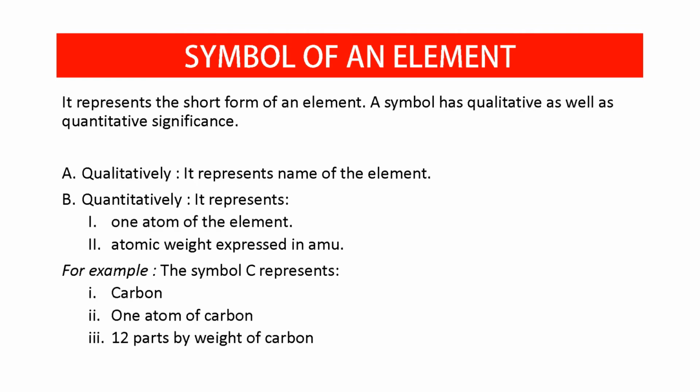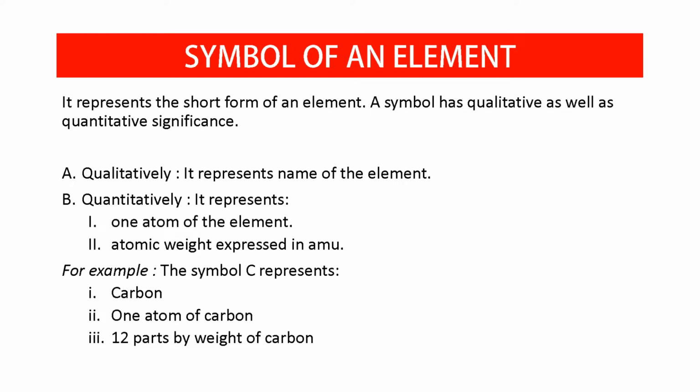The next topic is symbol of an element. So what is a symbol? A symbol is the short form of an element. Like in the previous slide, we were talking about abbreviation. So you can also say it's the abbreviation of an element or the short form of an element. A symbol has qualitative and quantitative significance.